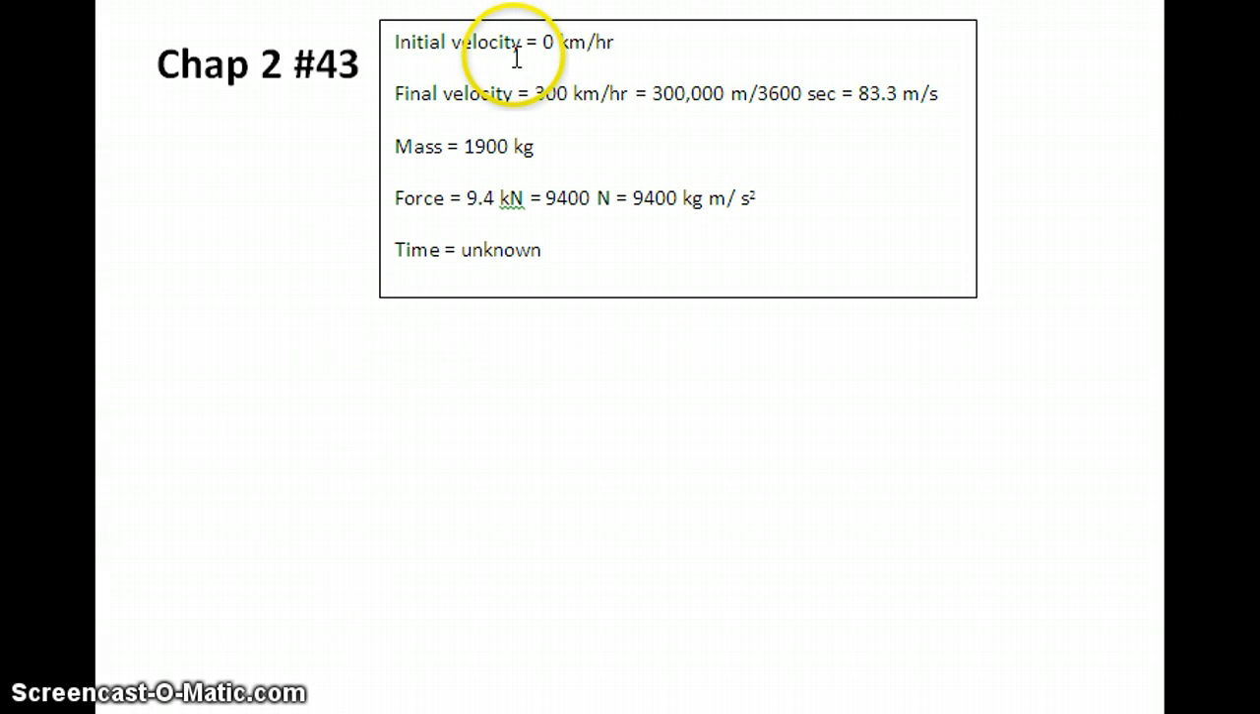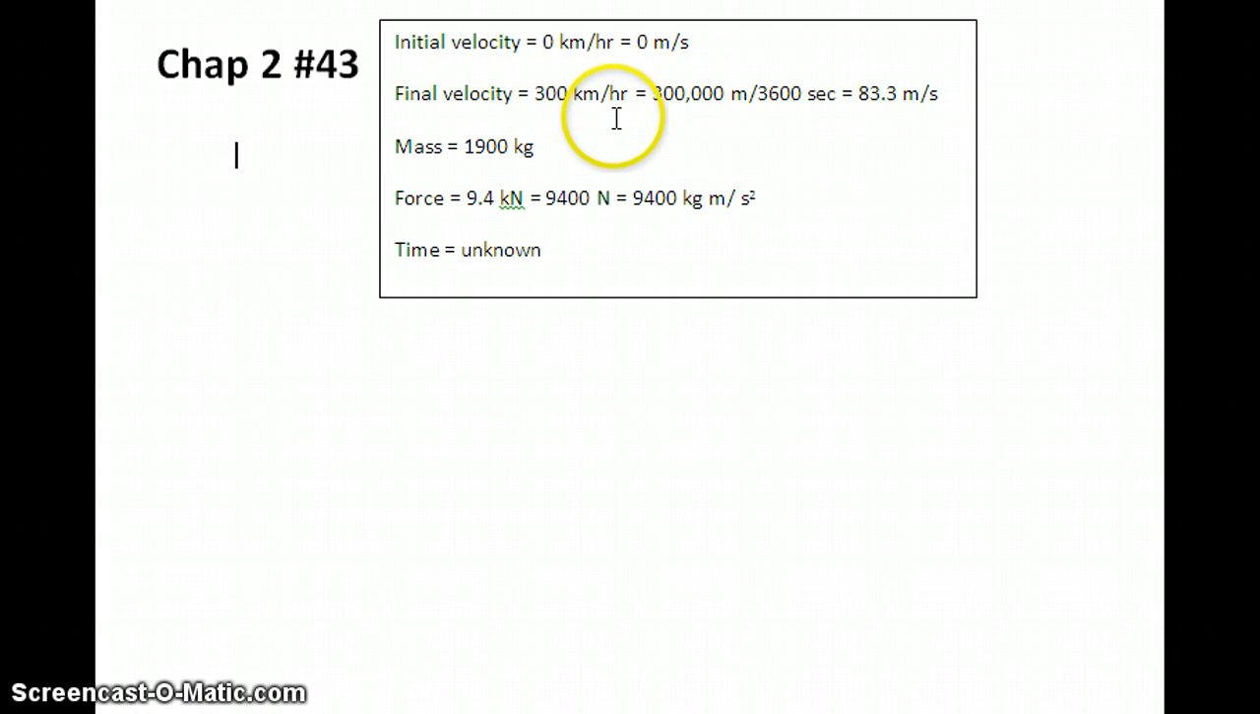We know the initial velocity is 0 kilometers per hour, and we need to get to SI units, so that would be 0 meters per second also. We know the final velocity is 300 kilometers per hour, and it's always best to get these in SI units, all the questions in SI units, and that's part of the work here, just manipulating the units, but we are expert unit conversion artists, so we should know how to do that.